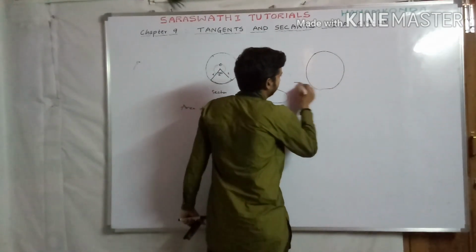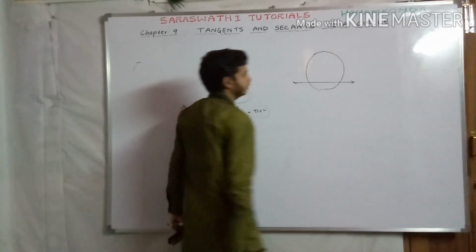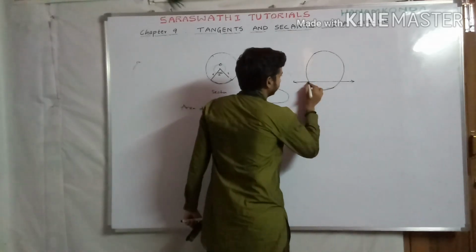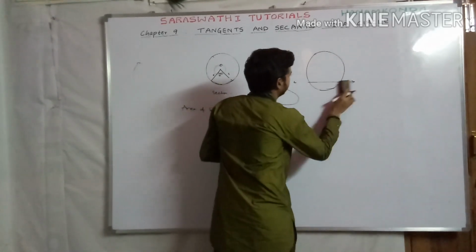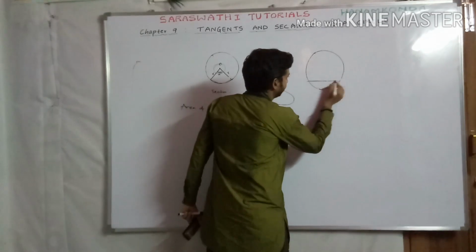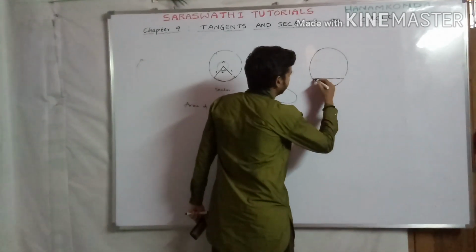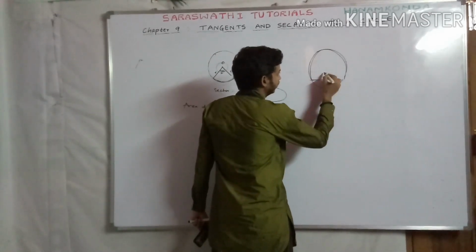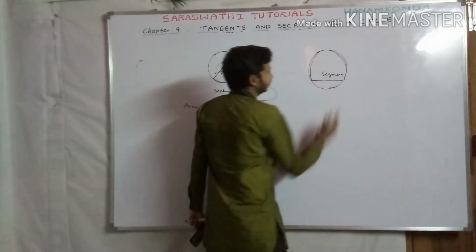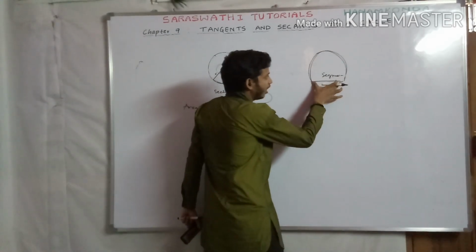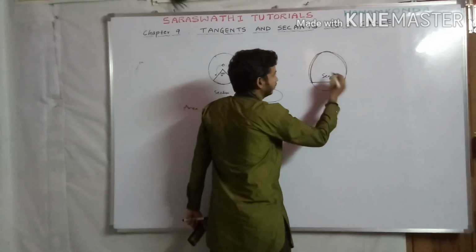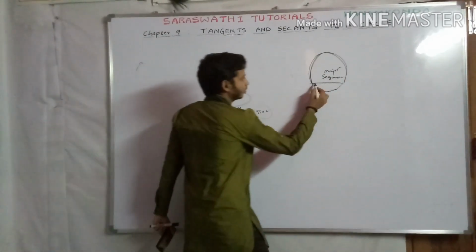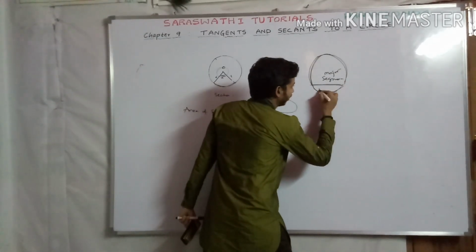Now we consider a circle with a chord. So this is the chord. The space enclosed between the chord and an arc of a circle is known as a segment. So this is known as a segment. The space enclosed between the chord and a major arc is known as the major segment. And the space enclosed between the chord and the minor arc is known as the minor segment.